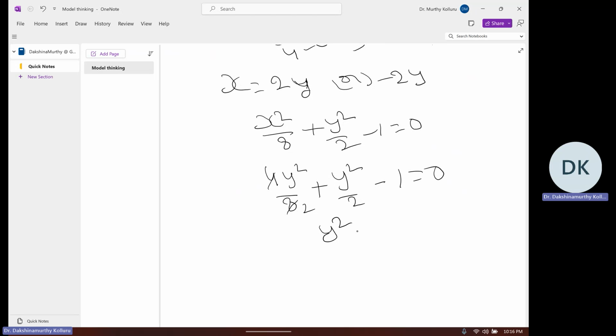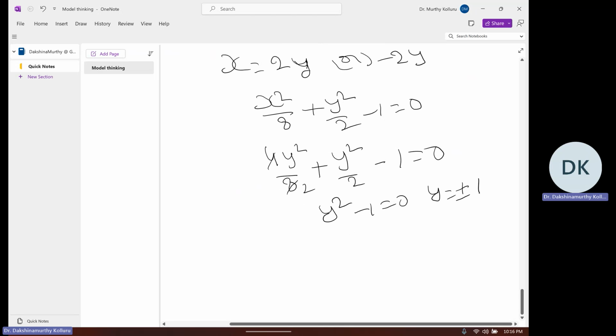So y squared minus 1 is equal to 0, y is equal to plus or minus 1. See, whether I substitute plus 2y or minus 2y, it doesn't make a difference. I will still get 4y squared by 8. Now that I know y is equal to plus or minus 1, I know x is equal to plus or minus 2.